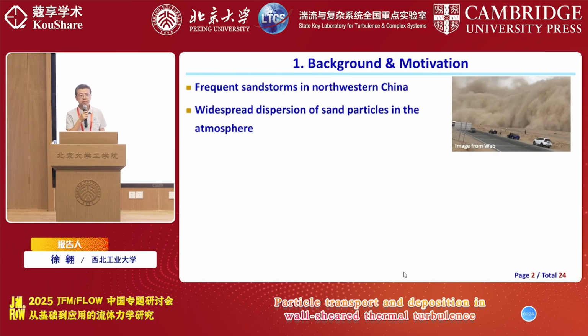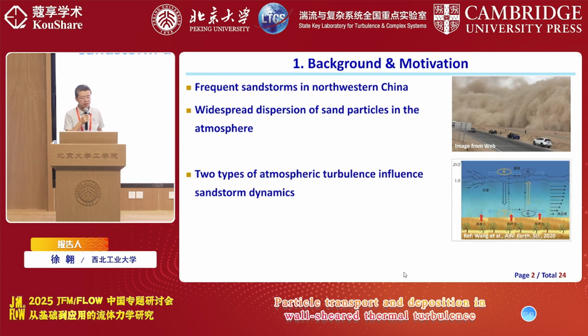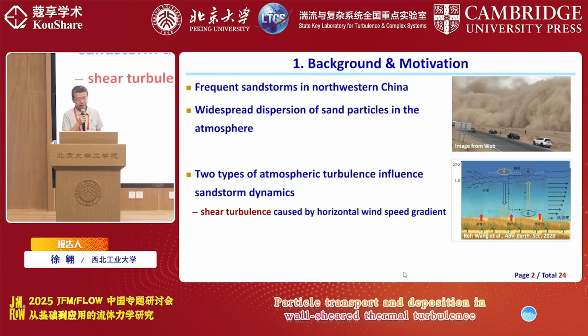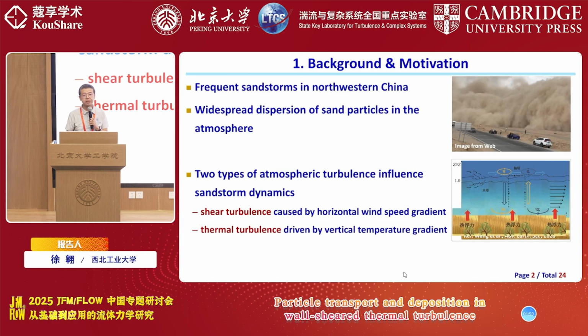Okay, first, a few words on the background. There are frequent sandstorms in northwestern China, particularly every spring, like March or April. And there is widespread dispersion of these sand particles in the atmosphere. From the perspective of fluid mechanics, there are two types of atmospheric turbulence that influence the sandstorm dynamics. One is the shear turbulence caused by the horizontal wind speed gradient. And the other is the thermal turbulence that's driven by the vertical temperature gradient.